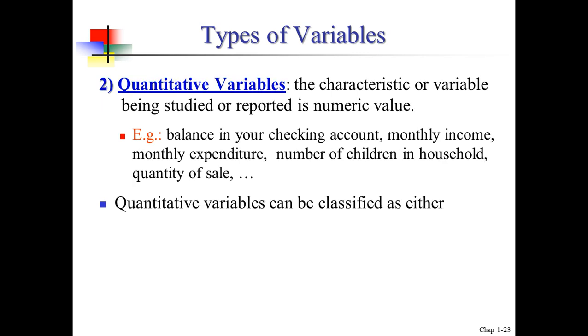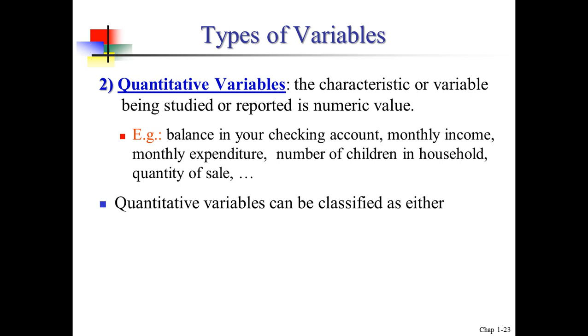The other type of variable is quantitative. Quantitative variables refer to a characteristic or variable being studied or reported in numeric value, number. So the variable uses numbers to study. For example, the balance in your checking account, the amount of money still available in your bank account, monthly income, monthly expenditure, number of children in a household, quantities of sales today, this week, this month, something like this.